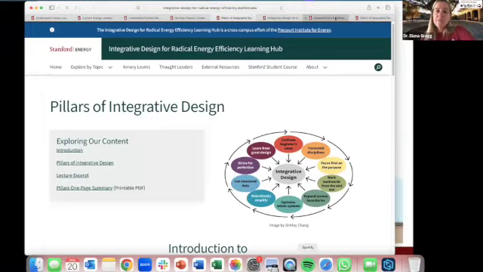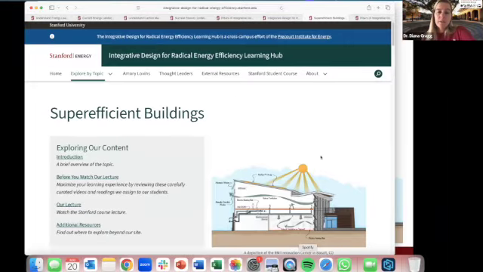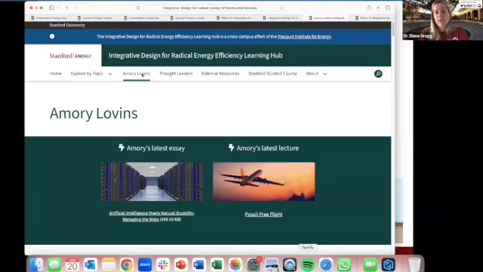And then if you're interested in certain topics on here, that's just a super efficient buildings one. You can get into those details. It takes you through examples for buildings, for mobility, for industry. So if you have a challenge that you're working on that is like that, you can go in and learn about that. I mentioned Amory Lovins is really the leader of this. He's got some great new lectures, one about AI and the challenges for AI energy demand, and one that's great about fossil-free flight. So these are other resources that I encourage you to check out.